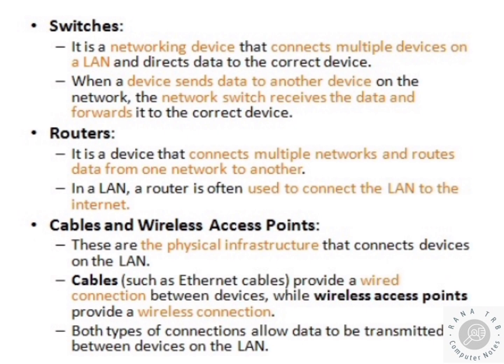And router. We all know that a router is used for connecting purposes. Data is transferred from one network to another network. It is often used to connect the LAN to the internet. Finally, cables or wireless access point. This is the physical infrastructure that connects the devices on a LAN. Cable means it can be an Ethernet cable that provides a wired connection between the devices, whereas a wireless access point provides the wireless connections.